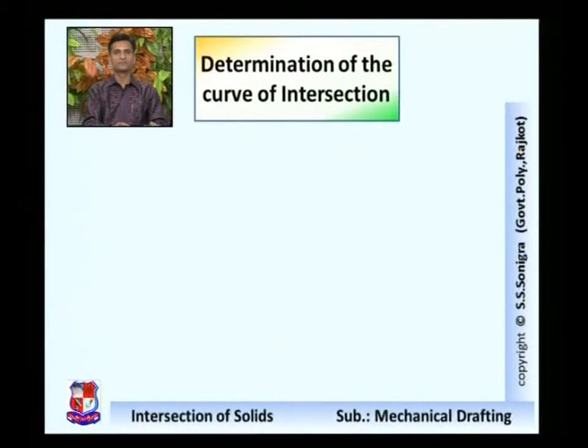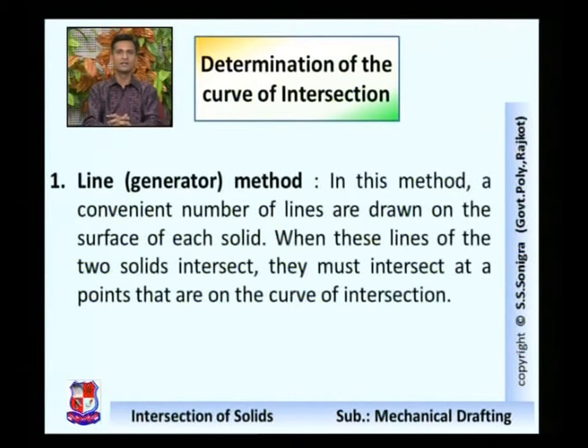In the first method, that is the line method, a convenient number of lines are drawn on the surface of each solid. When these lines of the two solids intersect, they must intersect at points that are on the curve of intersection.